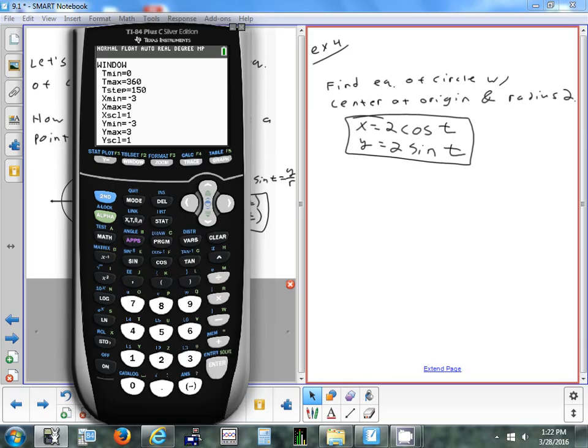Pretty good. So what if I did 10? How many points would it graph? 36. Keep in mind the end point and the start point are the same point, so it really graphs 37. Oh, that's right. It's going to graph 0, 10, 20, 30, 40, 50, 60, 70, 80, 90, 100. That's 11. And then it'll keep going from there.